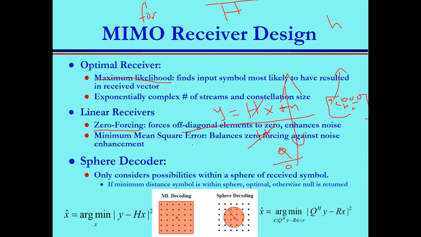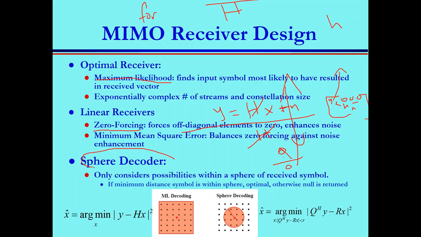To mitigate this problem, not to avoid it, we use minimum mean square error. This tries to balance zero forcing against noise enhancement. It is intelligent, like a kind of optimized zero forcing: it tries to avoid fading, but also not increase the noise in between. But it's a little bit more complex than zero forcing.